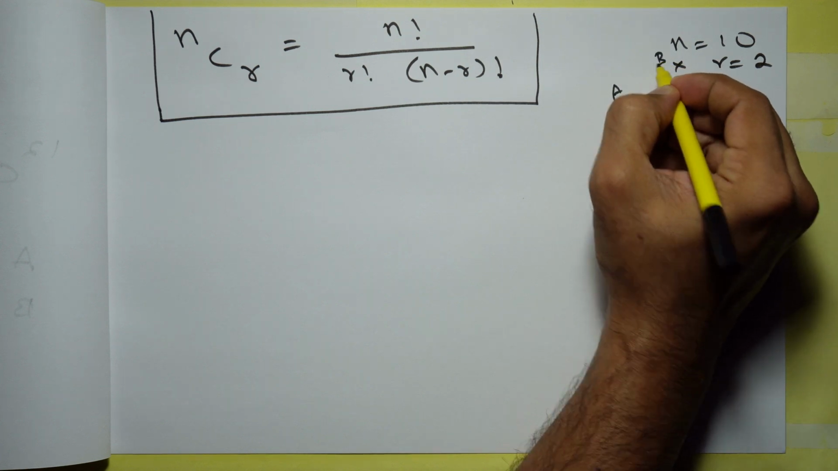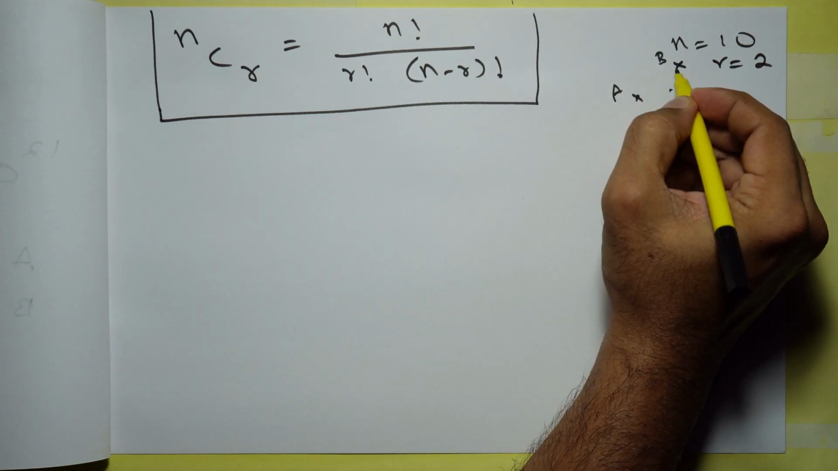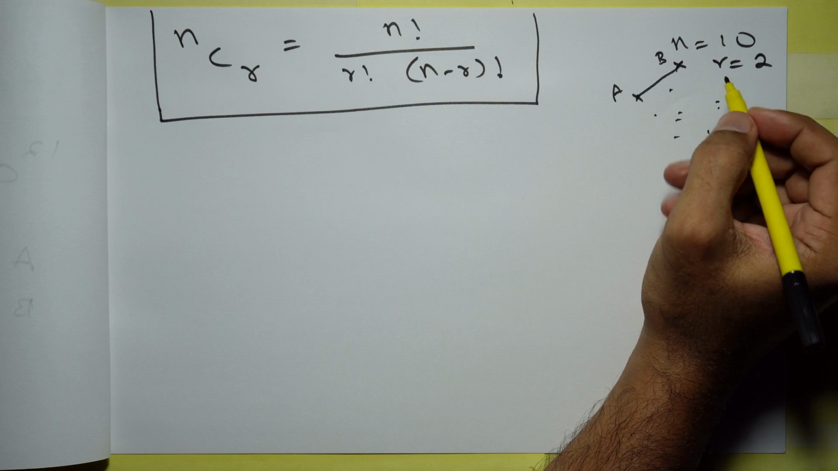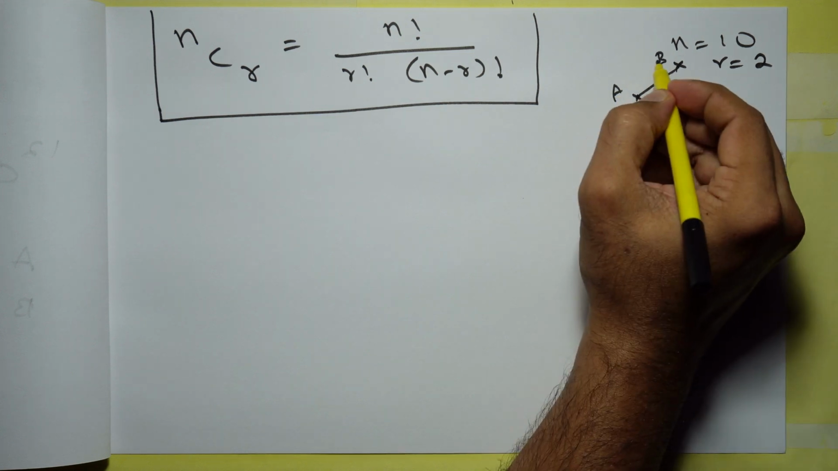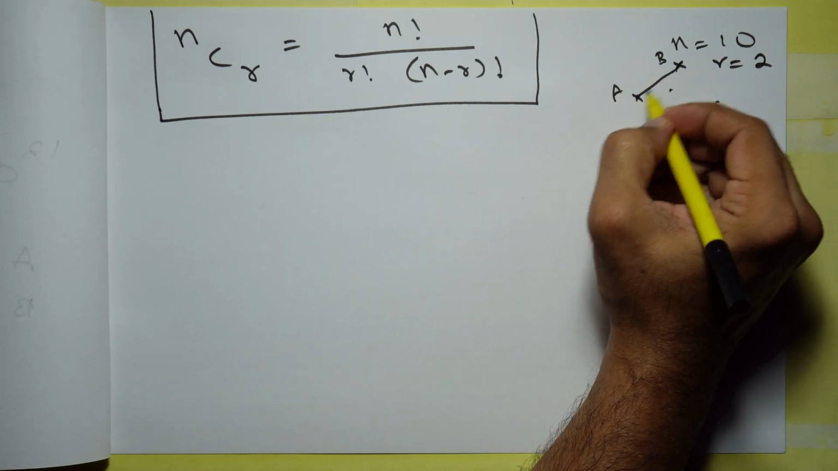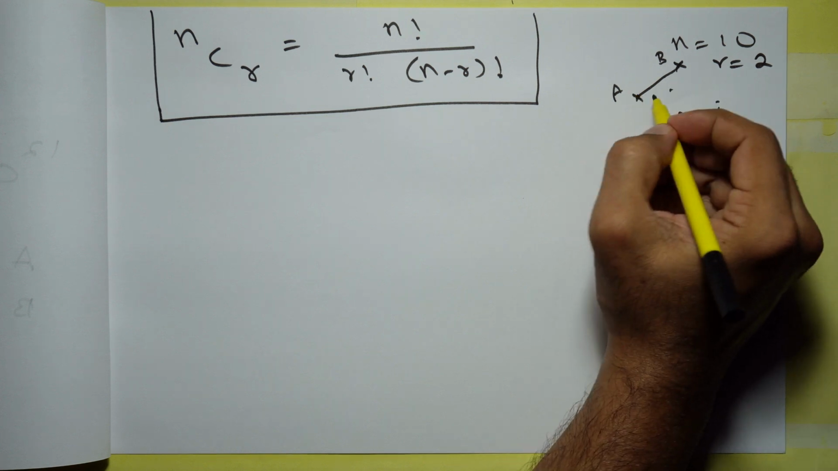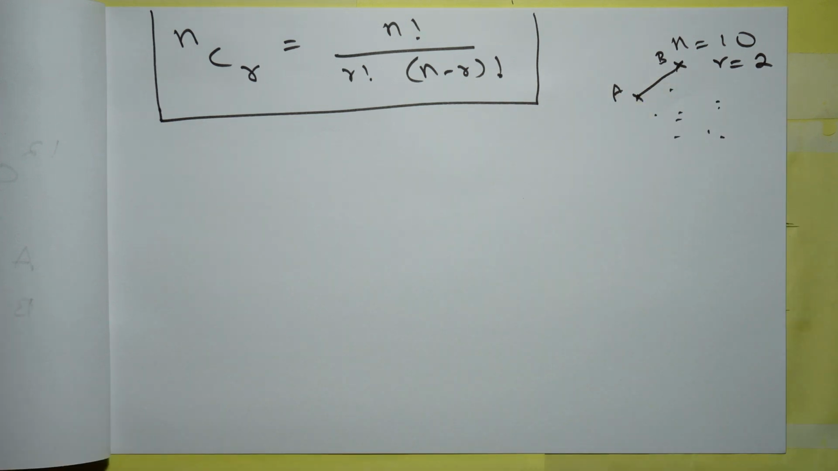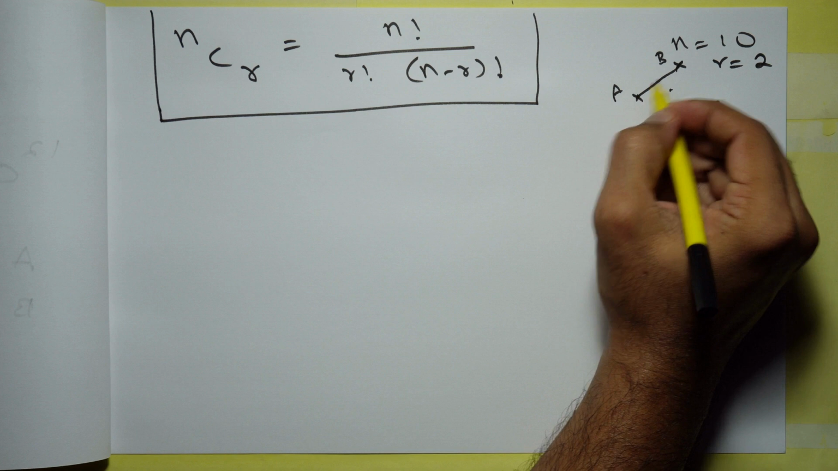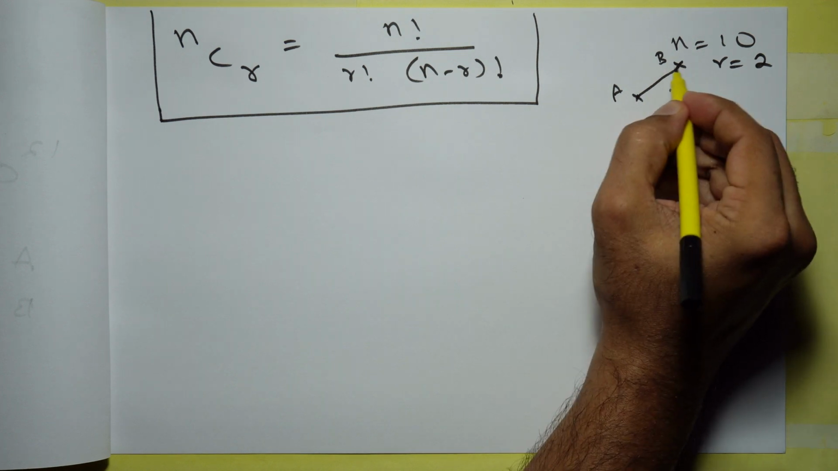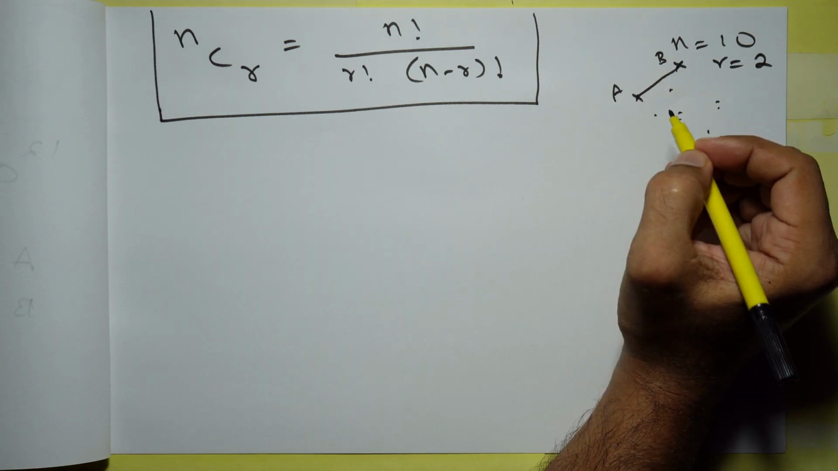Let us say A and B. Now you select A, B, you will get this line segment. Instead of selecting A and B, you select B and A. You will get the same line segment. So if you change the order in which the 2 points are selected, you will not get a different line segment. AB is actually same as BA. The line segment is same.